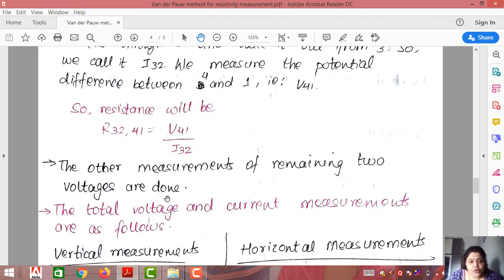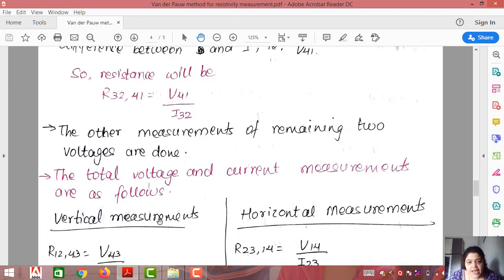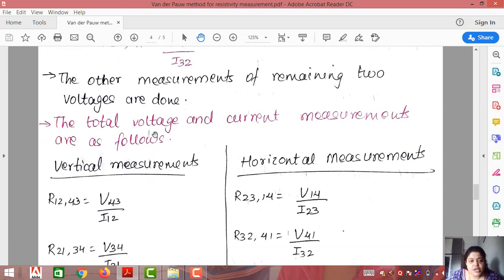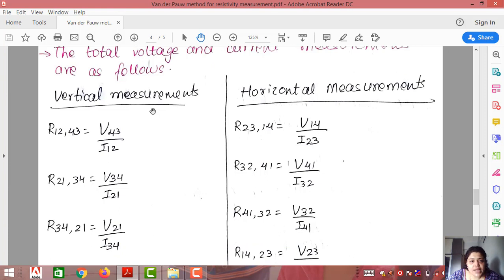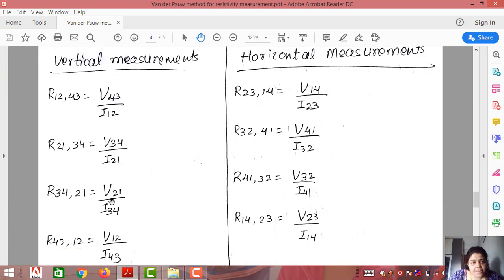So total 4 vertical measurements and 4 horizontal measurements. So we get total 8, which I have listed below. The total voltage and current measurements are as follows. Vertical measurements. R1243 is equal to V43 upon I12. Then you reverse it. You get R2134 is equal to V34 upon I21.